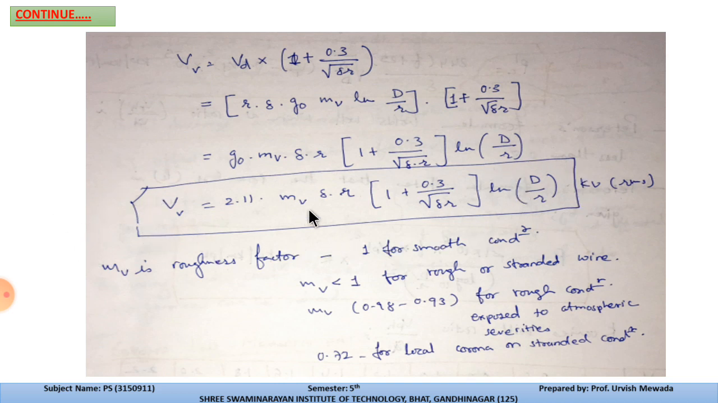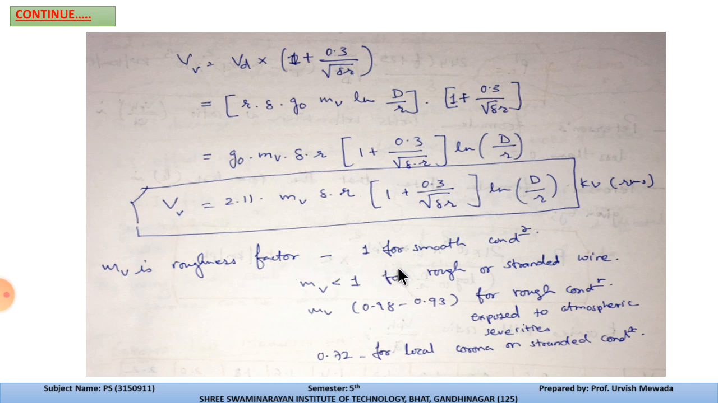In this visual critical voltage expression, MV is the roughness factor. In the previous lecture we discussed the surface of the conductor. If the surface of the conductor is rough, then corona will glow brighter, and if the surface is smooth, corona will appear but will not glow as brightly. So MV is the roughness factor, and it is multiplied with the other terms. The range of MV is mentioned here.